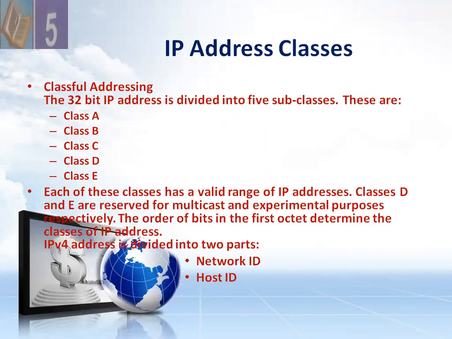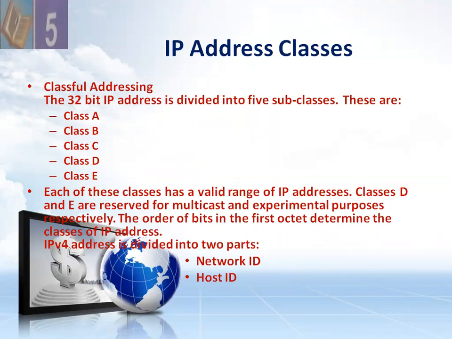IP address classes: basically the 32-bit IP address is divided into 5 subclasses. These are class A, B, C, D, E, as we discussed. Each of these classes has a valid range of IP addresses. Class D and E are reserved for multicast and experimental purpose, respectively. The order of bits in the first octet determines the class of IP address.